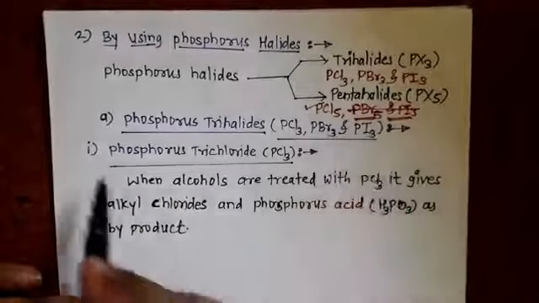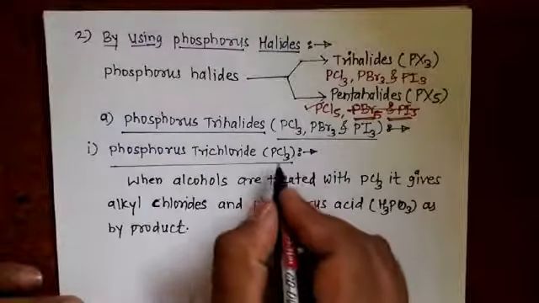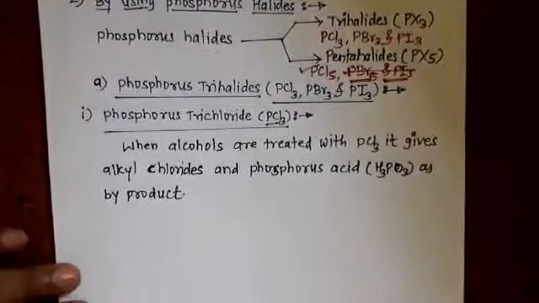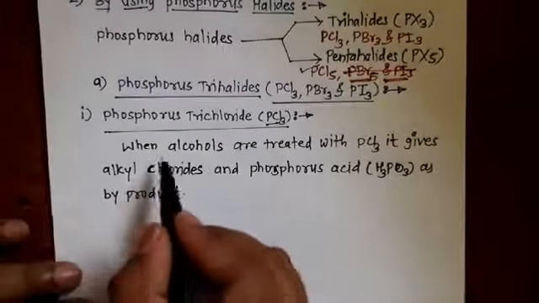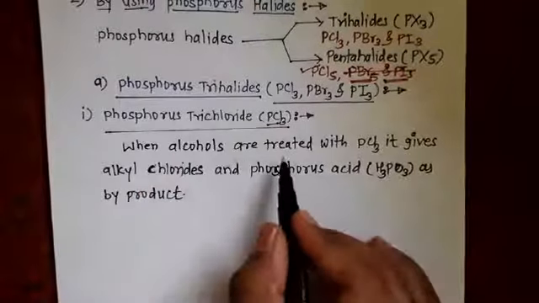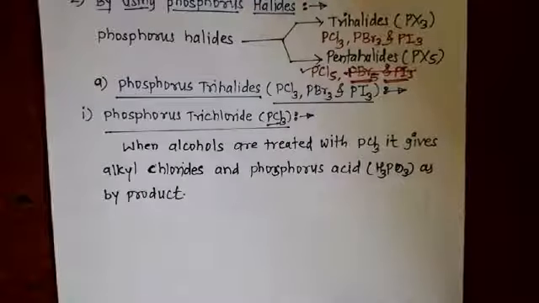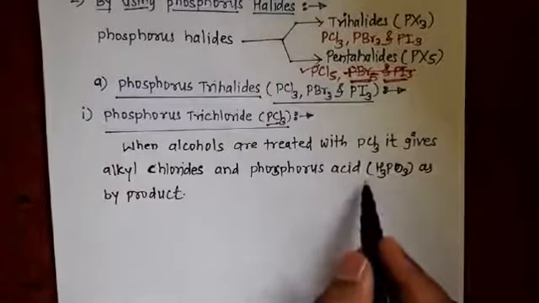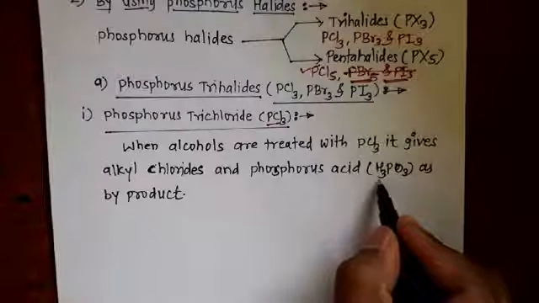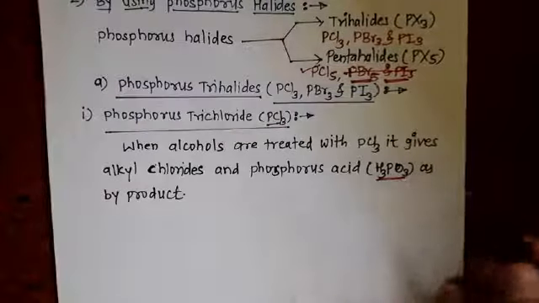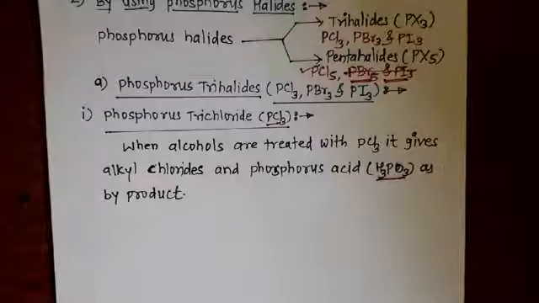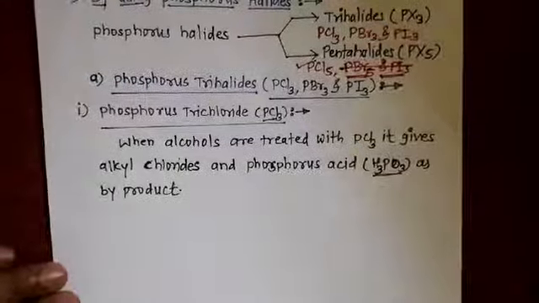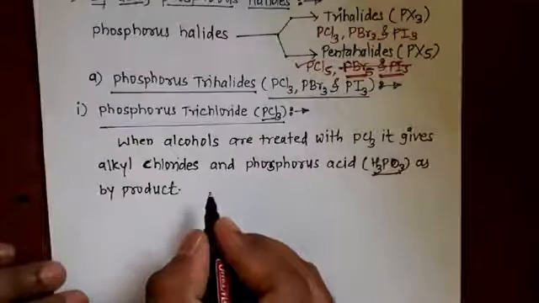PBr3 and PI3. The first phosphorus trihalide is PCl3. When alcohols are heated with PCl3, they give alkyl chlorides and phosphorus acid, that is H3PO3, as a byproduct. This is the statement of the reaction. Now, we take a general reaction for better understanding.